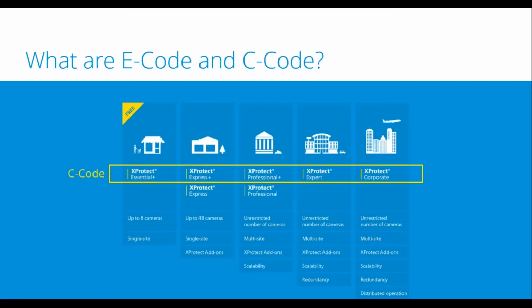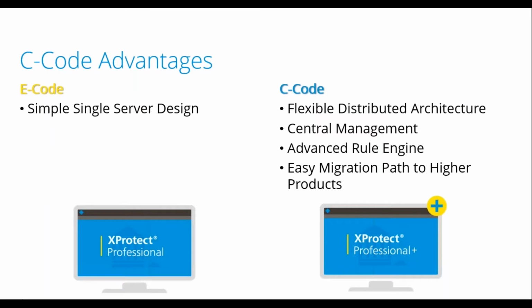So what are E code and C code? So C code is basically referring to our corporate product engine and all of the products that are subsets of that. So that is Corporate, Expert, Professional Plus, Express Plus, and Essential Plus. E code refers to Express and Professional today, and the E actually refers to Enterprise, which was the top tier product at the time. So E code has been around forever. Basically, I think it's been around since the inception in 1998.